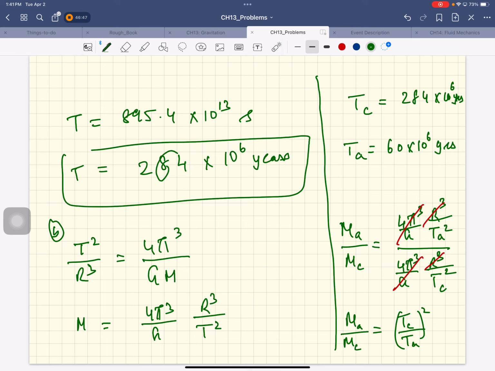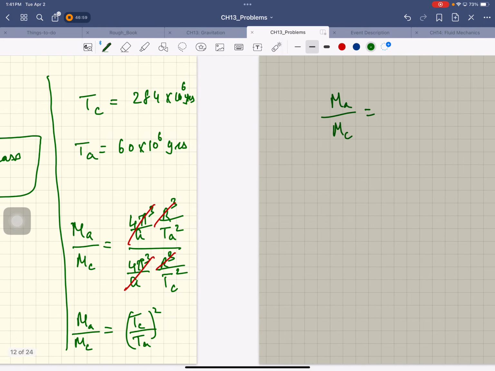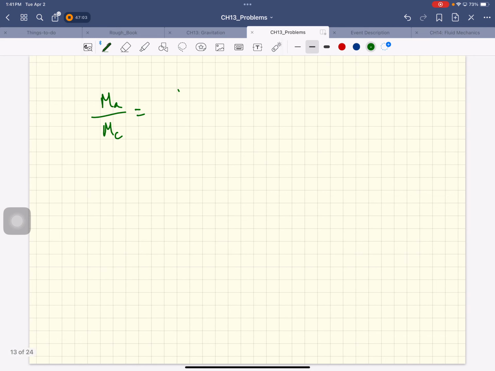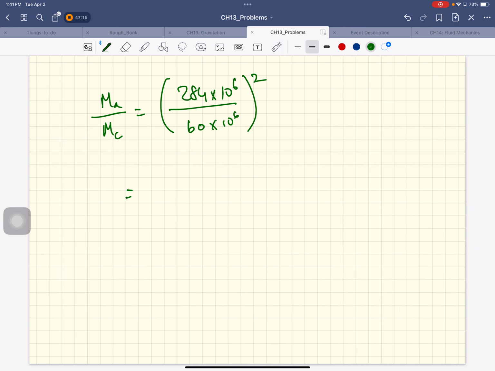Okay, so here was the calculated mass, calculated period. And so there's roughly 22 times more mass than you can see. Okay.